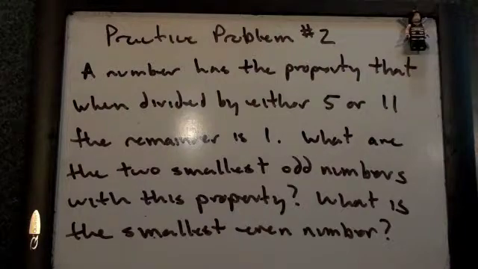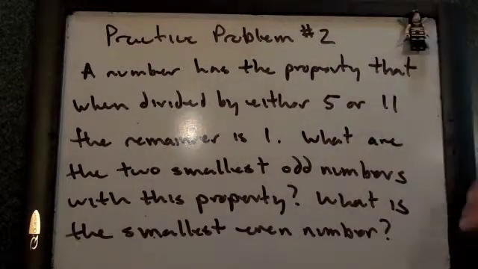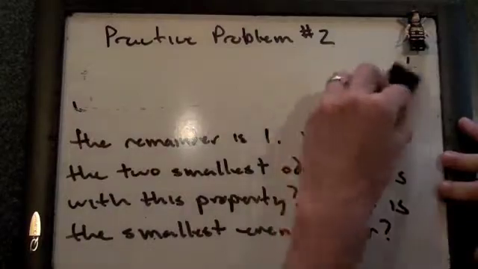Okay. Now, what do you know more about? Things that have remainder 1 when divided by 5, or things that have remainder 1 when divided by 11? Things that have remainder 1 when divided by 5, it has to be either a 6 or a 1. It has to end with either a 6 or a 1. Okay.